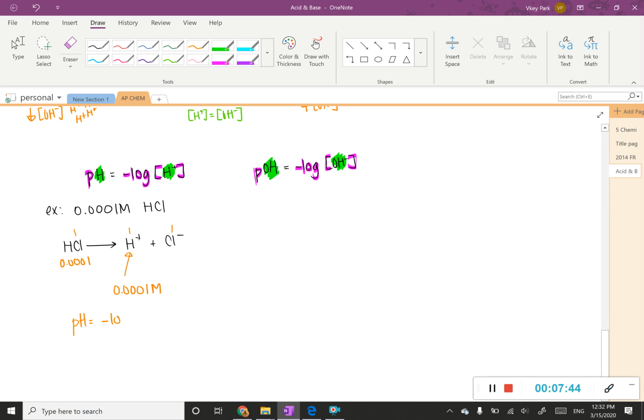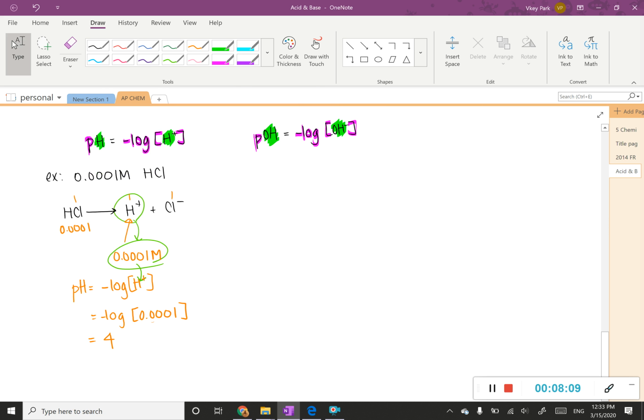pH is equal to the negative log of the concentration of H plus. And where is H plus? It's right here, so I'm going to plug it in. It's the negative log of 0.0001 molarity, which means how many zeros? 1, 2, 3, 4. That's a pH of 4. Easy peasy? So again, super, super easy.